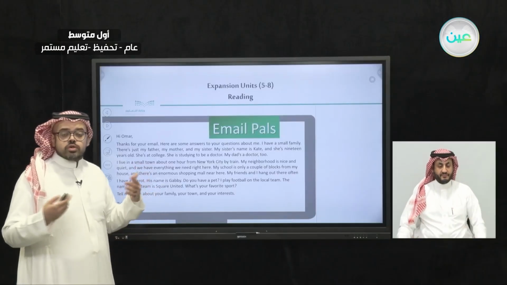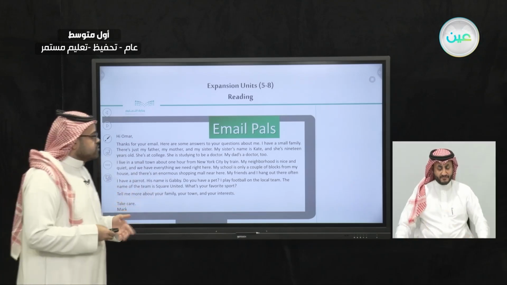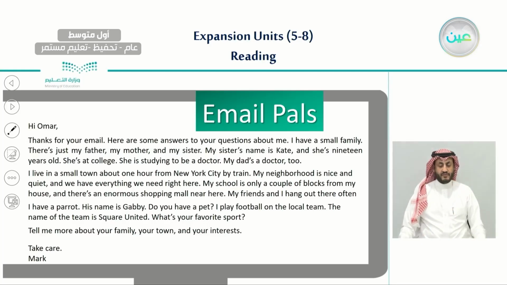So here we have read it for the second time. Mark wrote to his friend Umar, and as we can see, Mark started by answering some of the questions that obviously Umar had sent before. He said, yes, I have a small family, only my father, my mother, and my sister. And he also introduced their names. He said, my sister's name is Kate. She's 19 years old. And what does she do? She is studying at college, and she's studying to be a doctor. And his father is a doctor too.